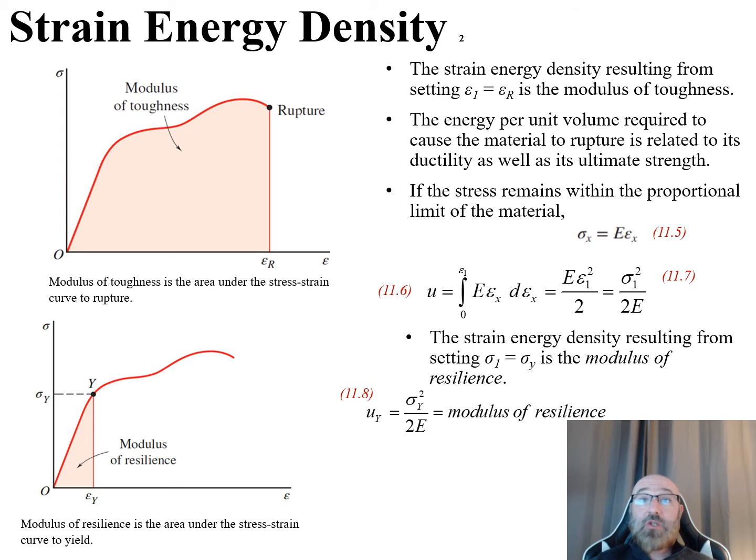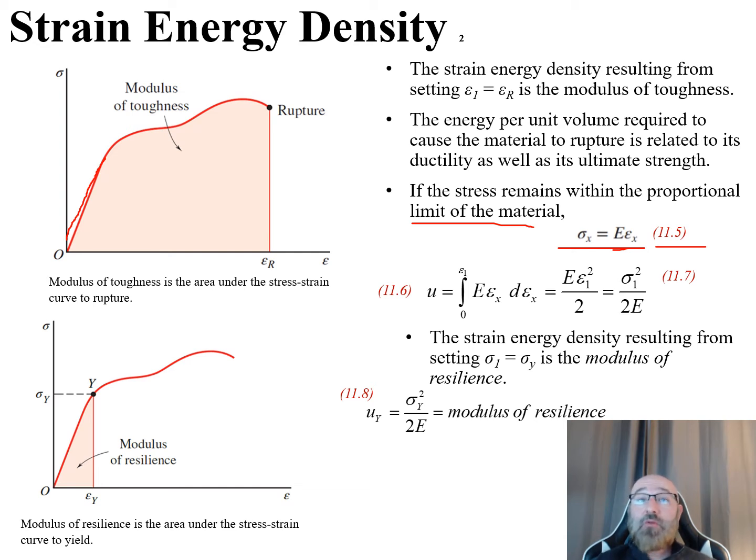Now with this, if our stress is to remain within the proportional limit of the material, so we can see our proportional limit on our stress strain curve over here, then we have the relationship that we see in our equation 11.5, where our sigma sub x is equal to our modulus of elasticity times our epsilon sub x. That's just basically rearranging Hooke's law to come up with this relationship we see here in 11.5.